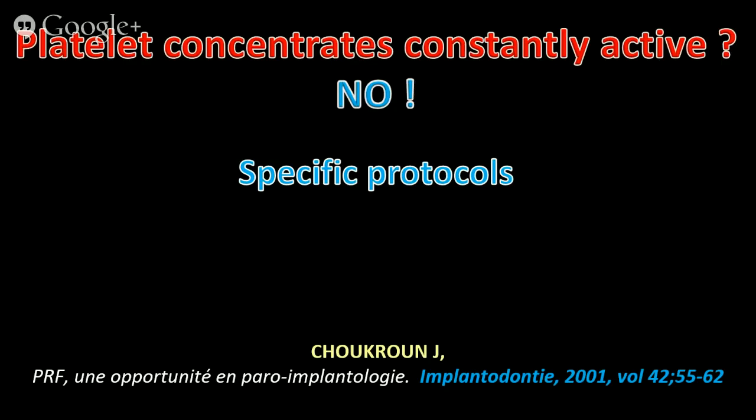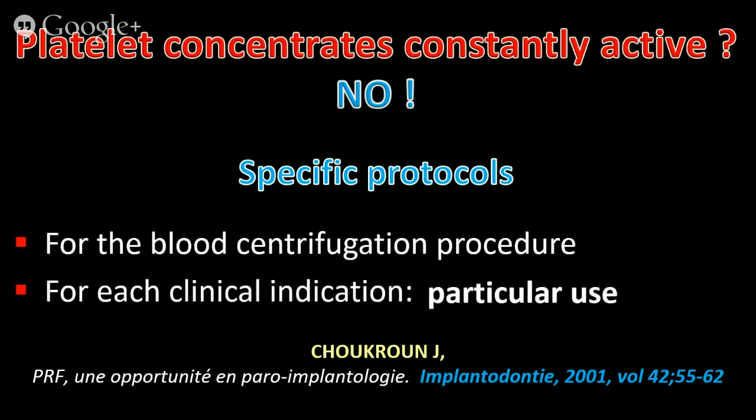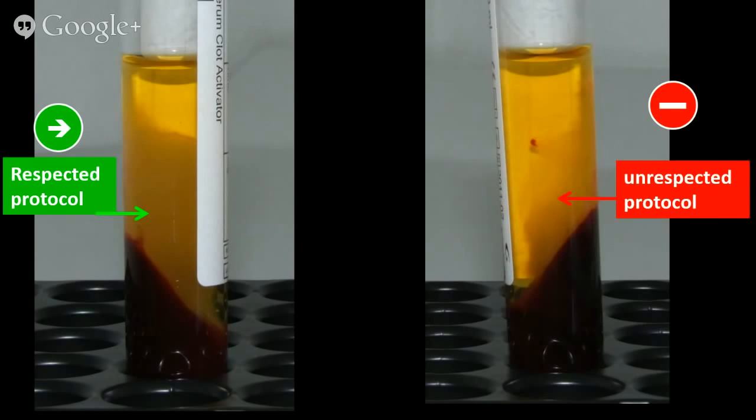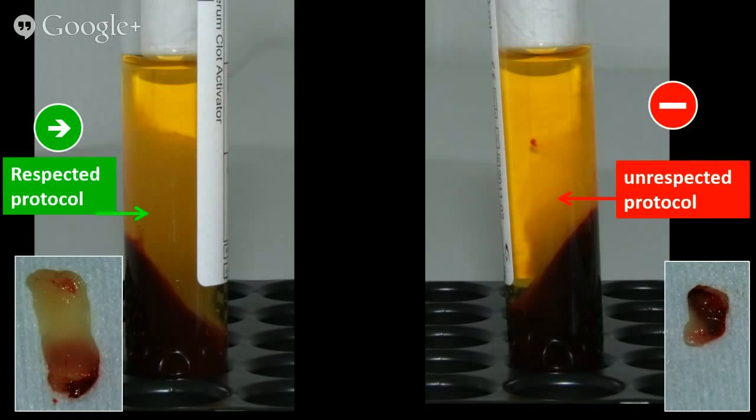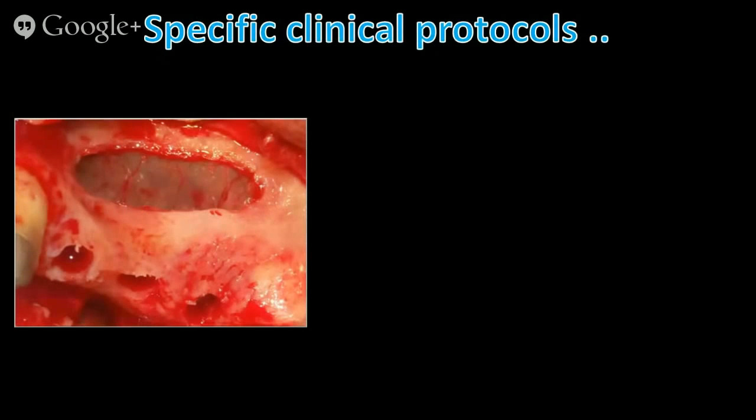We need to apply a specific protocol to achieve healing for the blood centrifugation procedure, but also we need to apply a specific protocol for each clinical indication. For example, this is a PRF after a good protocol. If we do not achieve a good protocol during the blood drawing and during the spin, we will have a very poor clot. But also, we have to apply a specific protocol.